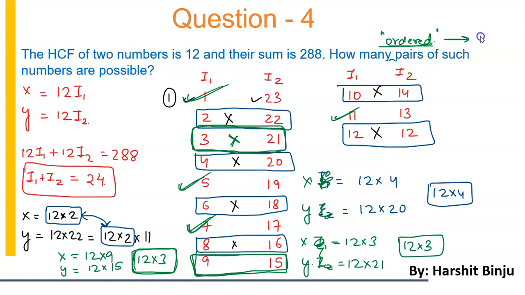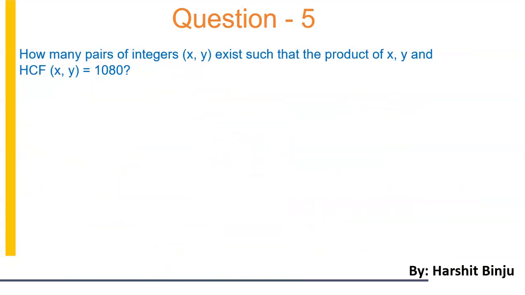So the answer is 8 because then you can interchange also. If the question is simply how many pairs, then it's 4. If the question is how many ordered pairs, then yes, it's going to be 8. That's what the difference is. Okay, but I hope the concept is clear. That's more important. So this is one of the examples where the questions of SCF and LCM can actually be really tough. Okay, all right, let's move on. Pause the video and try this question, please.